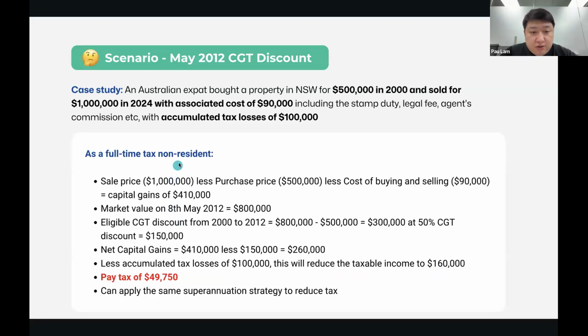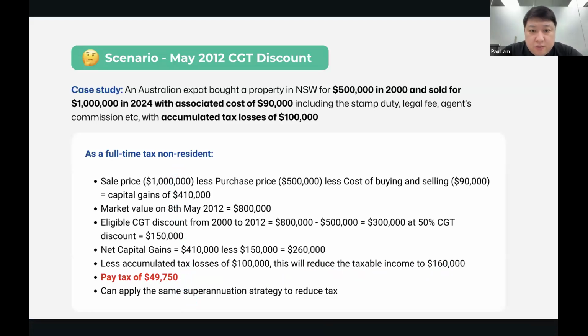And because you're selling as a non-resident, this is how much tax you need to pay, which is just below $50,000. You can do the same if we can apply the super strategy. We can try to bring this down to half. So you may be looking at just underneath $25,000. It would play with the super as well. So this is the method that we're going to apply when you hold an investment property before May 2012.